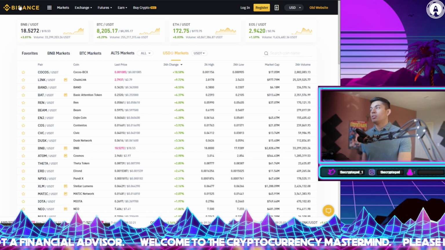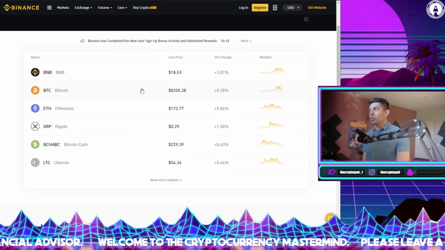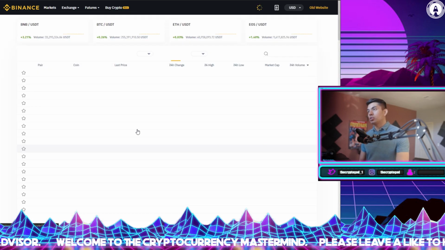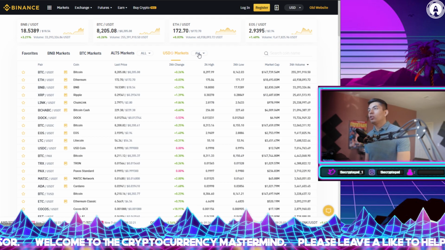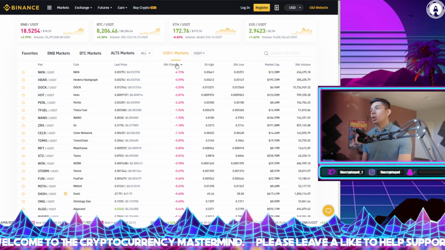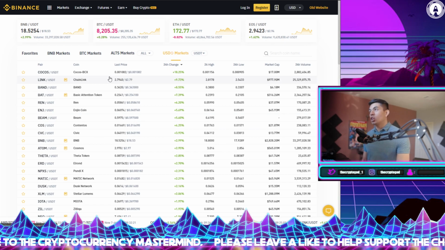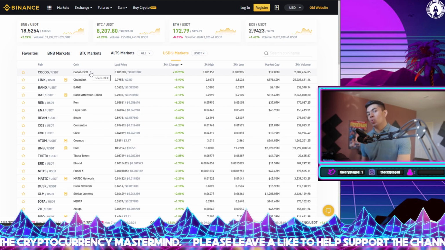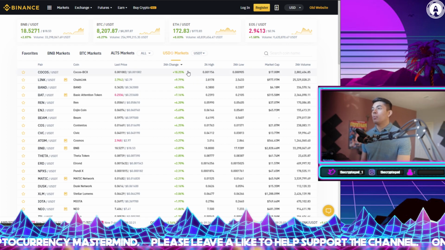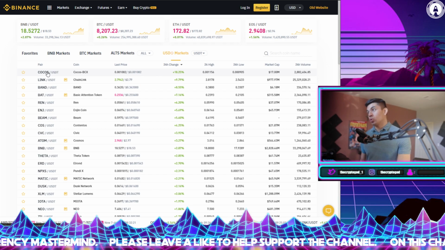Okay, so let me just review that one more time. Once you hit the main page, this is the first page, you go down to where it says view more markets. You then filter it, and again, I change that to USDT. Then I double click on this, because now it's going to present me the highest performing crypto within the last 24 hours. As you can see right here, the best performing crypto within the last 24 hours is a coin called Cocos.